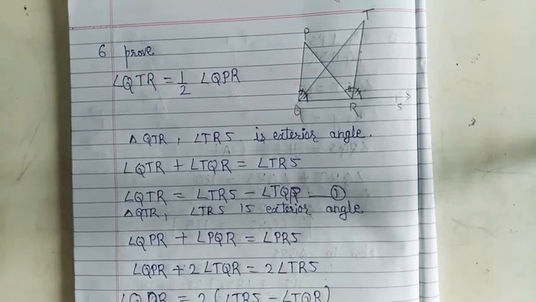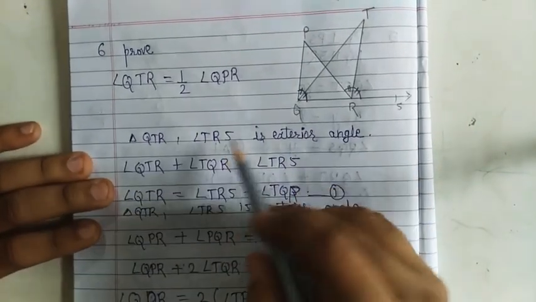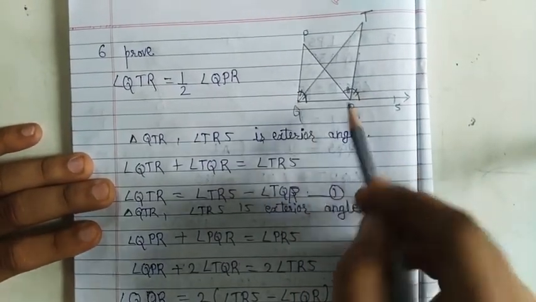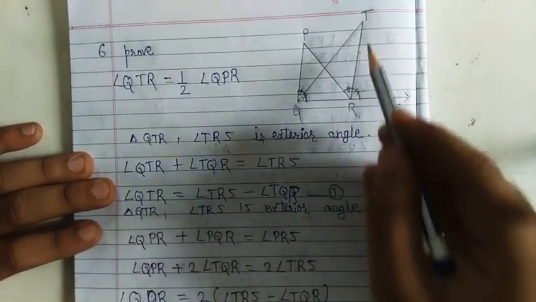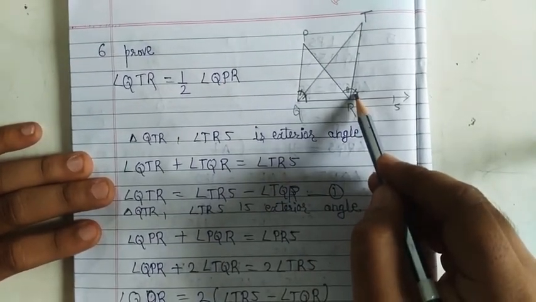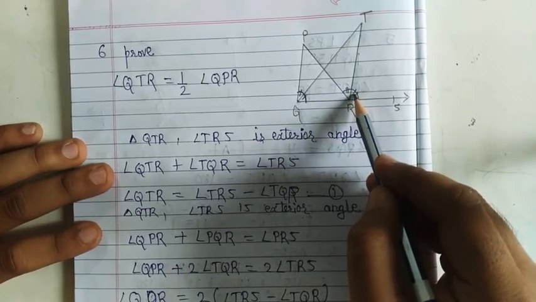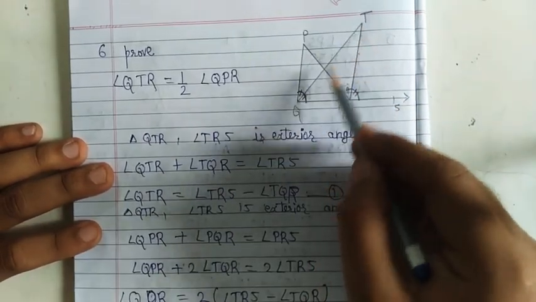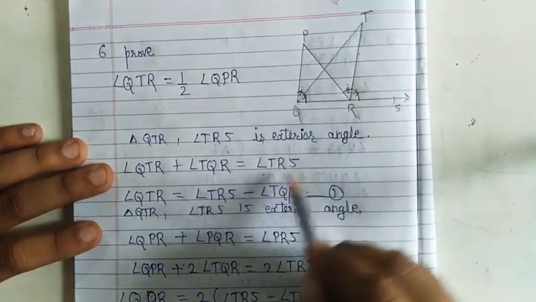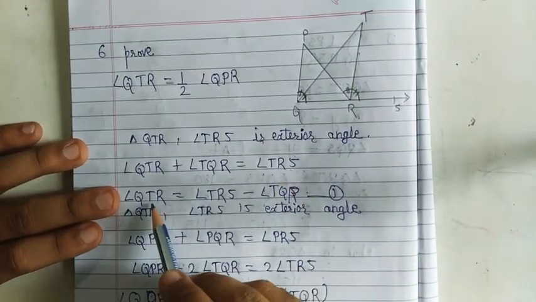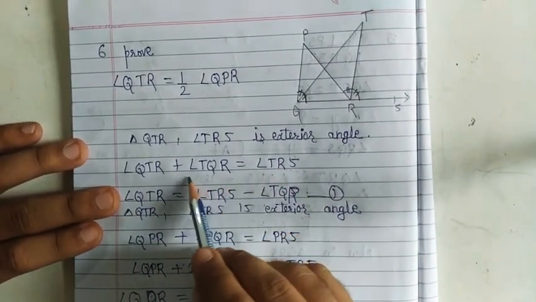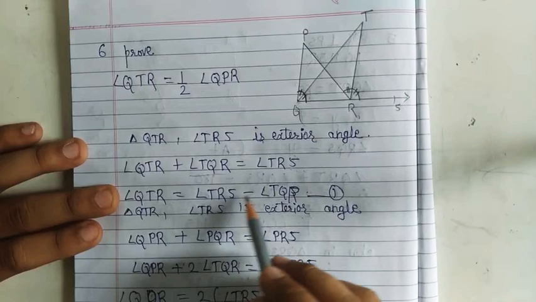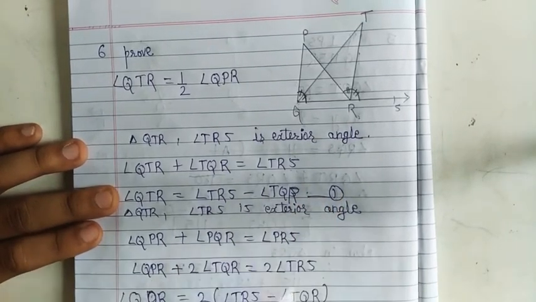Now let me start. In the given triangle QTR, TRS is the exterior angle. So we can say that QTR plus TQR, QTR means this angle plus TQR means this angle, the addition of these two angles is equal to TRS, right? Yes. Now in this, QTR: this one is transferred to the right hand side, so it becomes minus. So QTR is equal to TRS minus TQR. Equation number one.